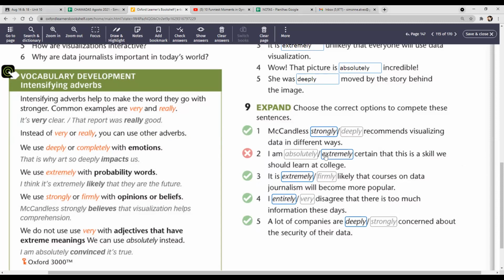Absolutely. You see, guys, this is a tricky one. So this one here is absolutely. I am absolutely certain. So absolutely, they consider that extreme. Okay. So that's why we have to use absolutely. It's not like probability. So please, guys, mark that.